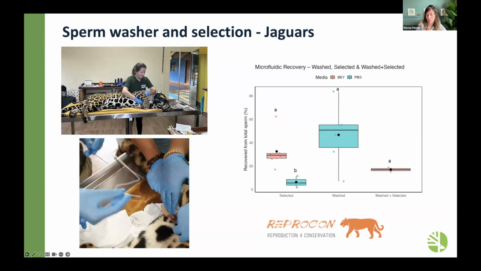So we have a really good recovery of the semen, even better than the bull. Some males were over 60%, which is a lot compared to other available models for selecting sperm that are similar. They normally select between 15 and 25%. So we were really happy with that. And then we also had a good selection when we washed them and then selected them.